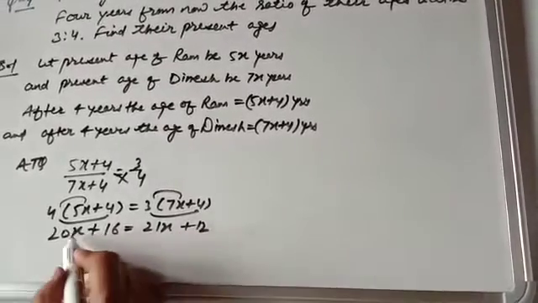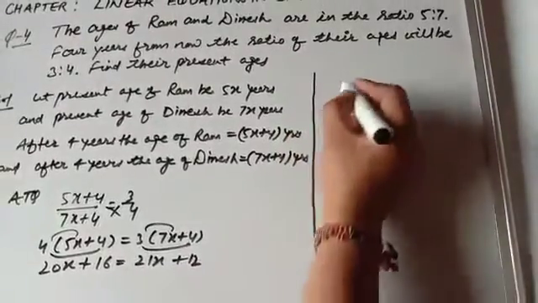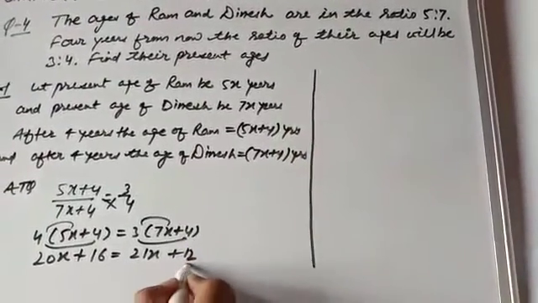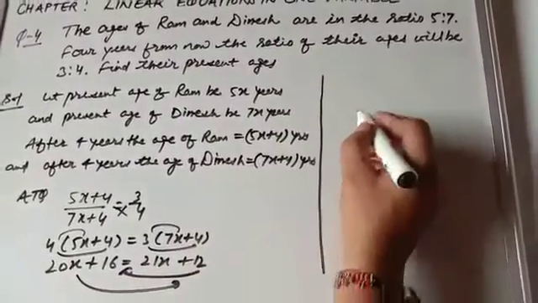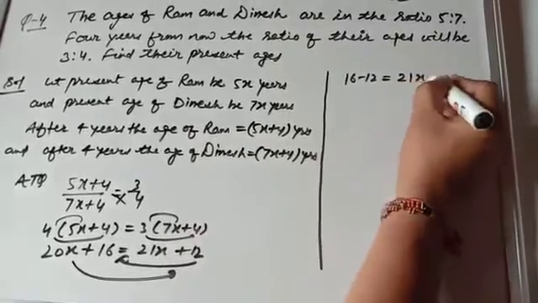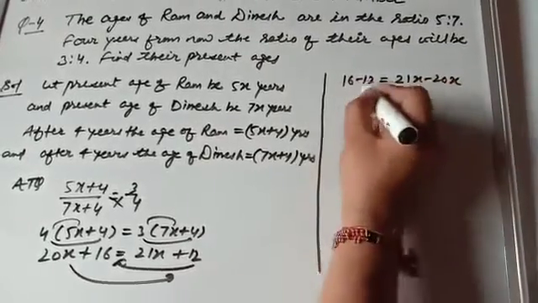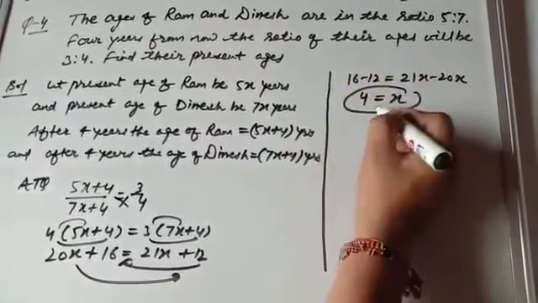Now we transpose 20x from left to right, and 12 from right to left. So 16 minus 12 is equal to 21x minus 20x. 16 minus 12 is 4, which is equal to x. So the value of x is 4.